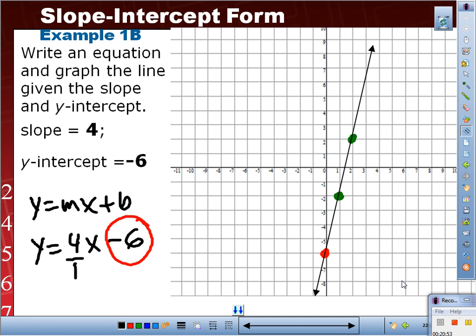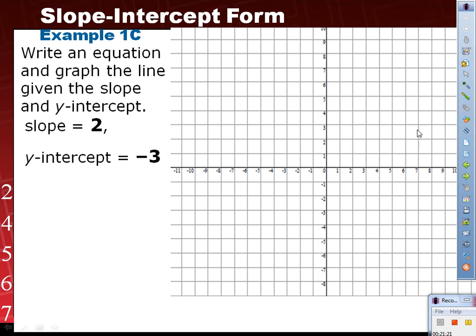Yes? You just write the equation. Yeah, but I still want to see it in fraction form, the slope. Huh? Oh, yeah. I'll be here. Ready? Do this one by yourself. Example 1C. Write the equation and graph the line.